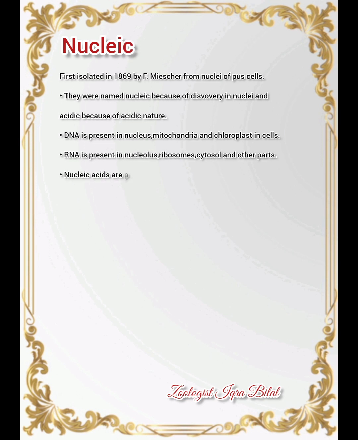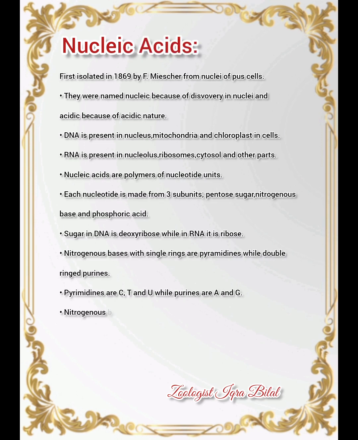The next is nucleic acid. These were first isolated in 1869 by F. Miescher from nuclei of pus cells. Please remember, nucleus of pus cells in 1869 by F. Miescher. They were named nucleic because of their discovery in the nucleus, and acid because of their acidic nature. So they are two terms: nucleic, having a nucleus, and acid, having an acidic nature.